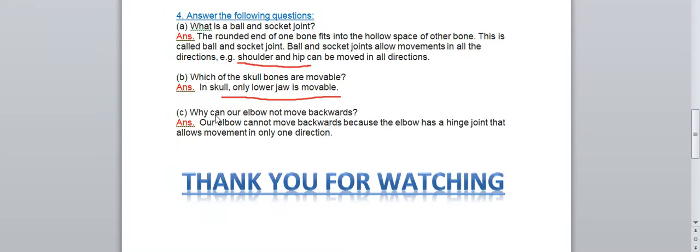Why can our elbow not move backwards? Our elbow cannot move backwards because the elbow has a hinge joint that allows movement in only one direction. Okay, why we can't move our elbow in the backward direction? Because in our elbow hinge joint is present. We have read that in the blanks, that in elbow hinge joint is present, which will allow movement in only one direction. So these are the question answers given in your textbook.